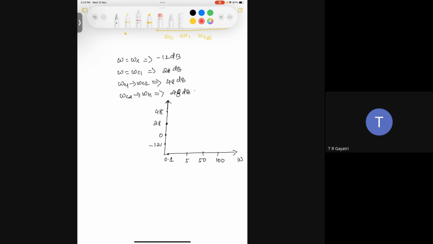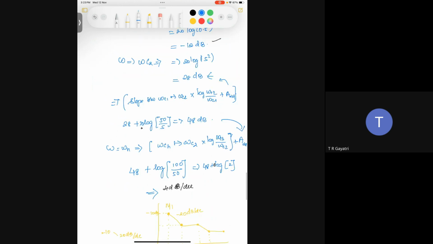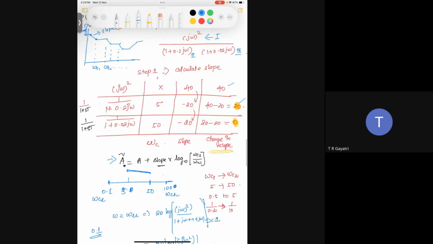So if I want to connect the dots, at 0.1 it is minus 12. From here, it has gone straight to 28. From 28, again it changed to 48. From 48, it stayed as it is. So this is the overall Bode plot of my system. Here, if you see, it would be 40 decibels per decade. This would be 20 decibels per decade. This is 0 decibels per decade. So that's how we calculated here 40, 20, 0.